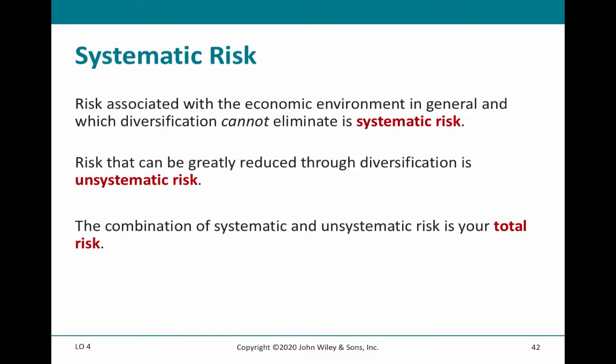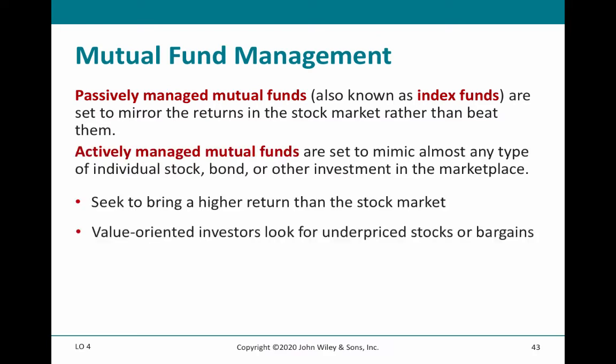There are two kinds of risk, and then they add up to a third. You have systematic risk. We cannot eliminate this whatsoever. But if we do diversify, we do eliminate unsystematic risk. When you add those two together, you get the total risk of your investment.